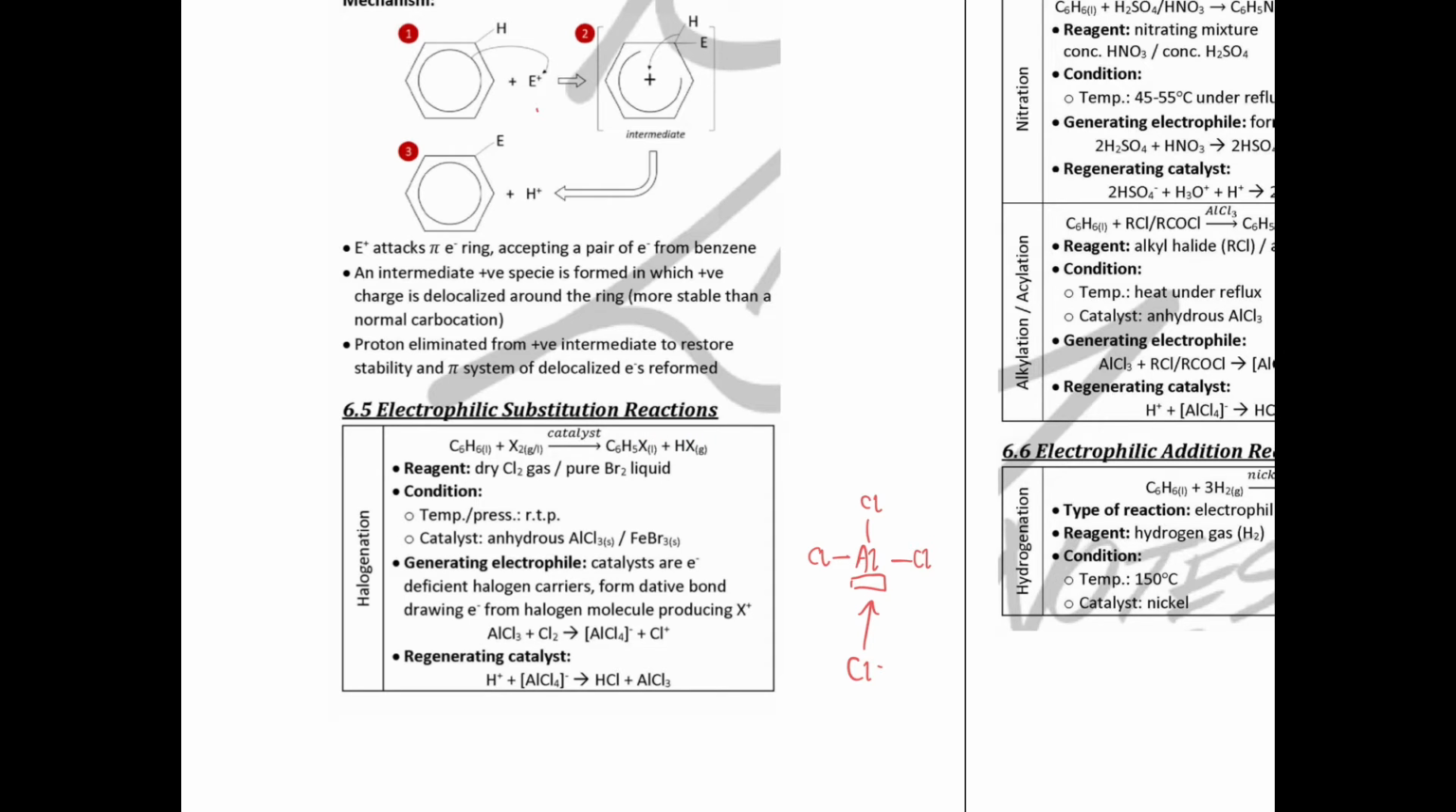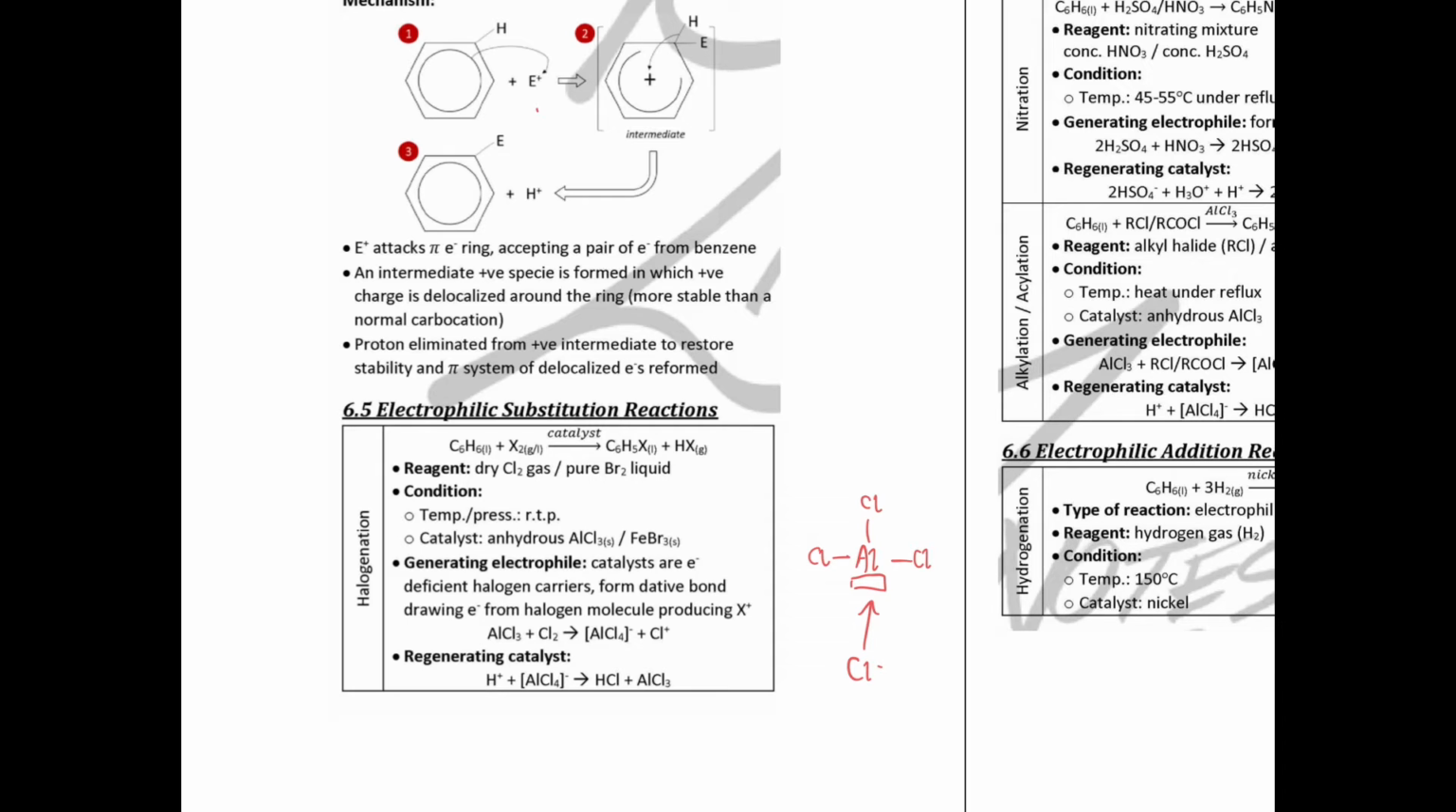Reagents: you can use dry Cl2 gas or pure Br2 liquid. No matter which one, you will observe something. They try to avoid H2O. Dry Cl2 gas, no H2O. Pure bromine liquid, no H2O. So they don't want H2O, so that they will react with the benzene ring. If H2O is there, we can easily predict that Cl2 will rather react with H2O than with this, because the benzene ring is not so reactive. So we don't want H2O to be there.